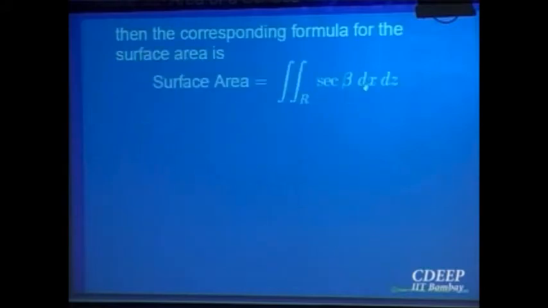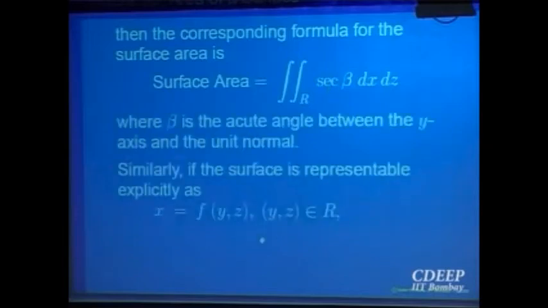You will write it as secant beta, where beta is the acute angle between the corresponding normal and unit normal and the y vector, that is j vector. And similarly the third one you will have when x is representable in terms of y and z. Similarly, the third formula will be there, right? Projectable onto the xy plane, xz plane or yz plane. Accordingly, you will take the acute angle between the unit normal and the appropriate axis.